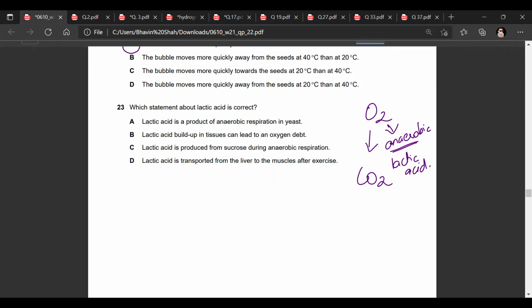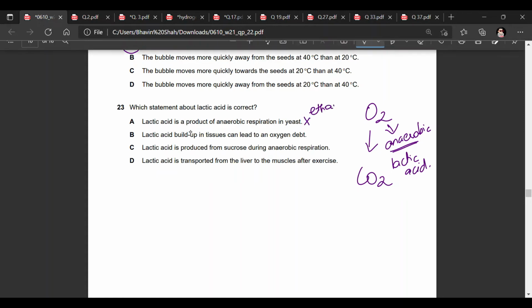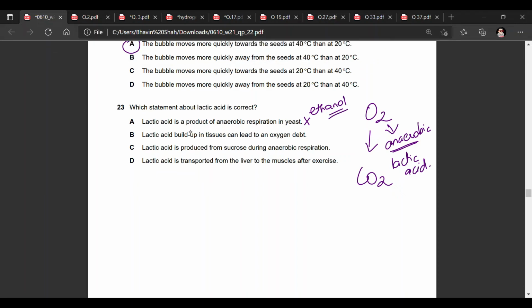So, which statement about lactic acid is correct? Lactic acid is a product of anaerobic respiration of the yeast. No, yeast is a microorganism which by anaerobic respiration will make what is called ethanol, needed in the process of alcohol formation or fermentation. Lactic acid builds up in the tissues and can lead to an oxygen debt. Yes, this one is the correct answer.